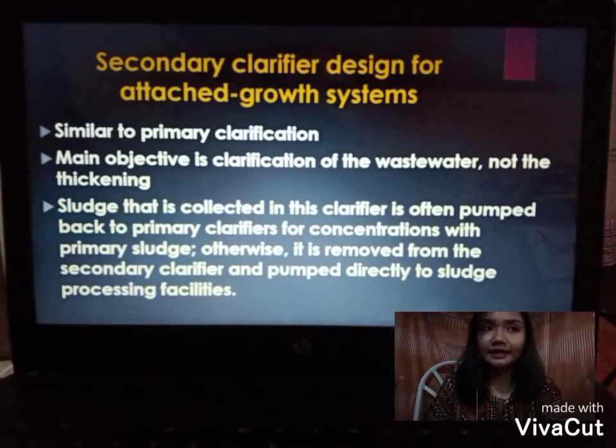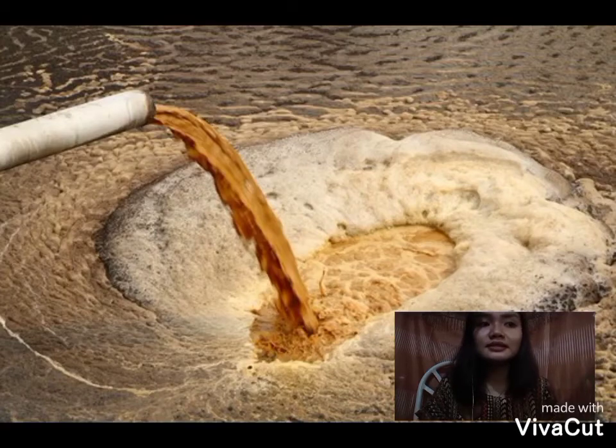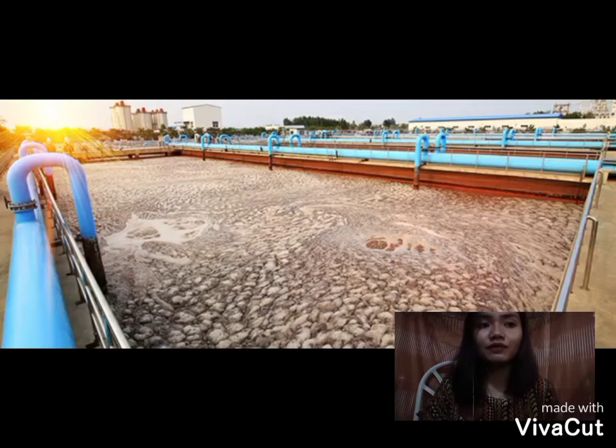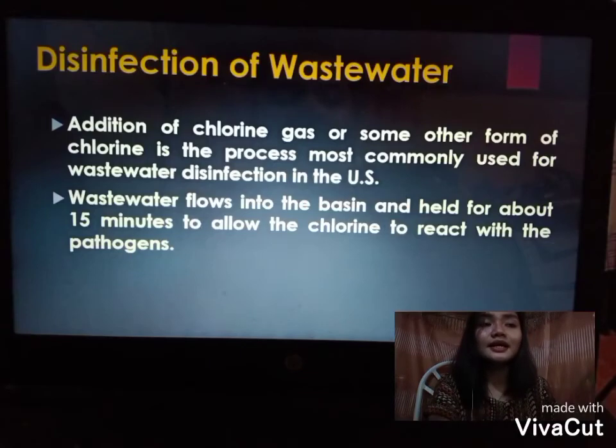Secondary clarifier design for attached growth systems. It is similar to primary clarification. The main objective is clarification of the wastewater and not the thickening. The sludge that is collected in this clarifier is often pumped back to the primary clarifiers for concentration with the primary sludge, and otherwise it is removed from the secondary clarifier and pumped directly to sludge processing facilities.